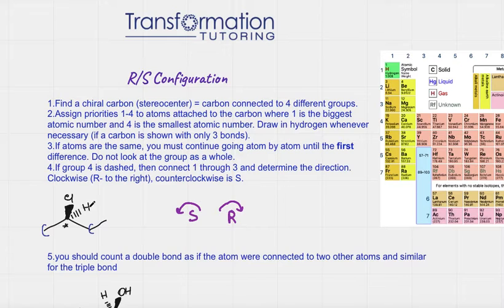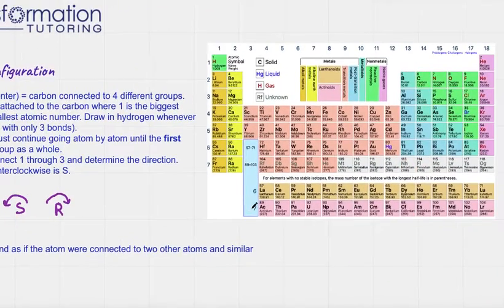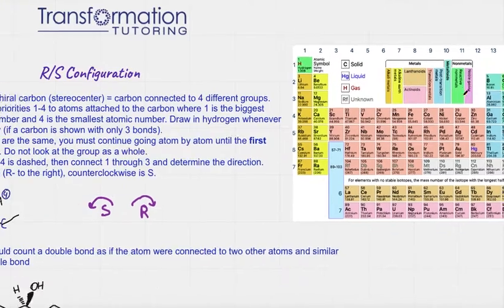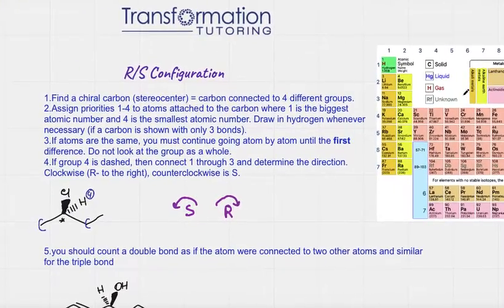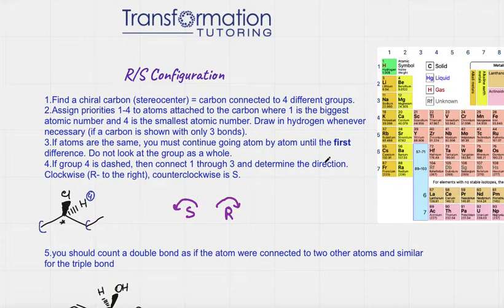Now, if we look at the periodic table, we will see that hydrogen has an atomic number of 1. It is the smallest, so the smallest gets number 4. So my hydrogen is number 4. Now, if we look at chlorine versus carbon, we will see that carbon has an atomic number of 6 and chlorine 17. So chlorine wins. And as you do this more often, you will not have to look at the periodic table anymore. You will just remember who is bigger and who is smaller. But since chlorine is bigger than the carbon, I'm going to give it number 1.